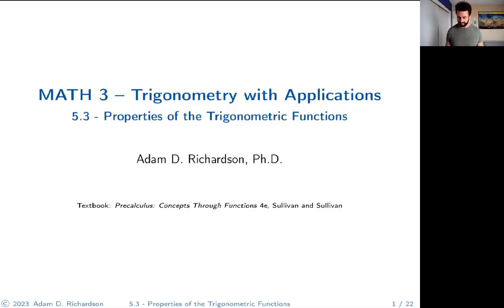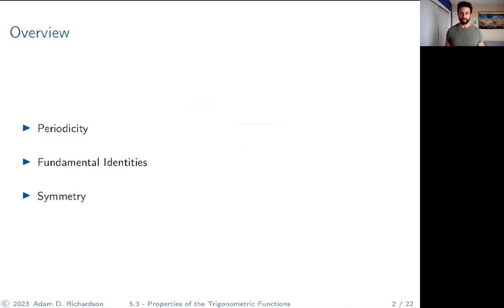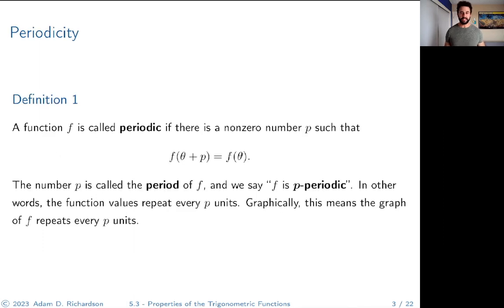So let me get the slides pulled up. There we go. And let's take a look at the overview. So we're going to talk about periodicity, which we've actually already seen, and we saw it in the last section intimately, and we'll see it again in this section. Then we'll talk about some of the fundamental identities, and then we'll talk about symmetry. Here we go. So what is periodicity to start?